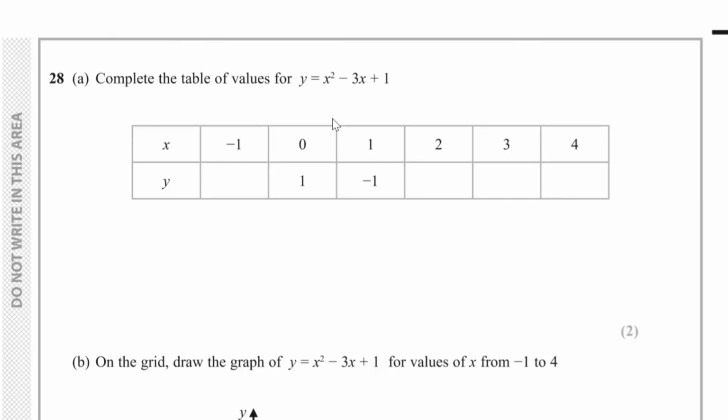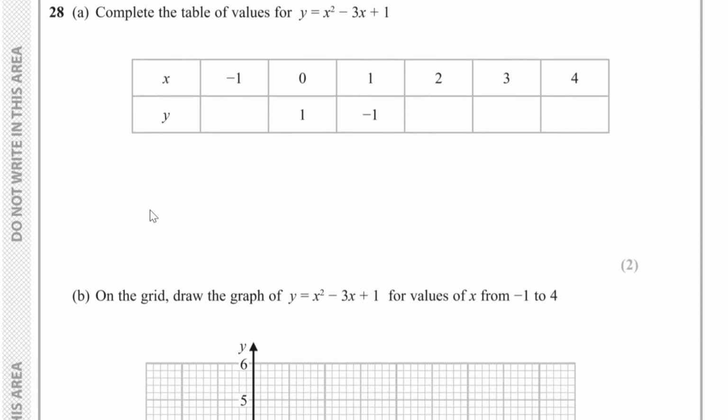Question number 28. For part A, we have to complete the table of values for y equals x squared subtract 3x plus 1. Well, let's see what happens when x is minus 1. We've got minus 1 squared minus 3 times minus 1 plus 1. So I've got 1 plus 3 plus 1. So that's 5. We have 5 here.